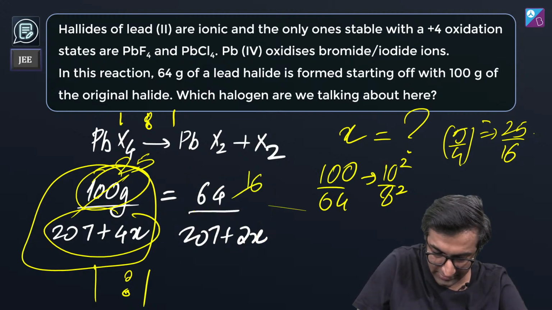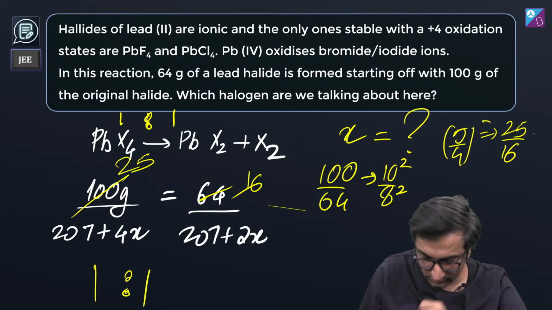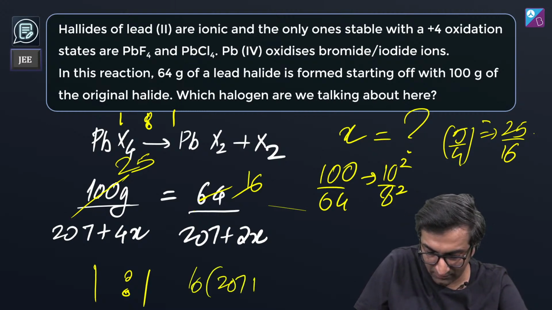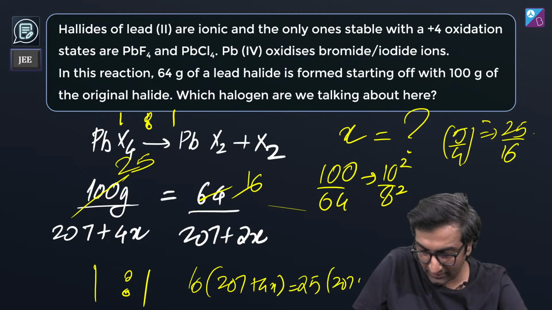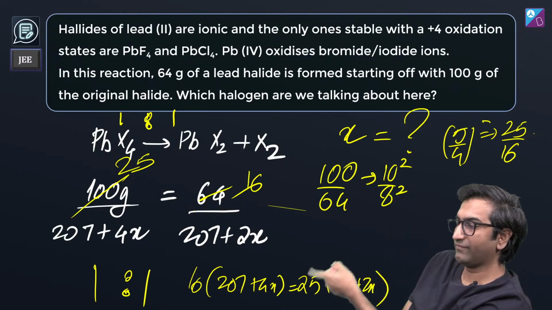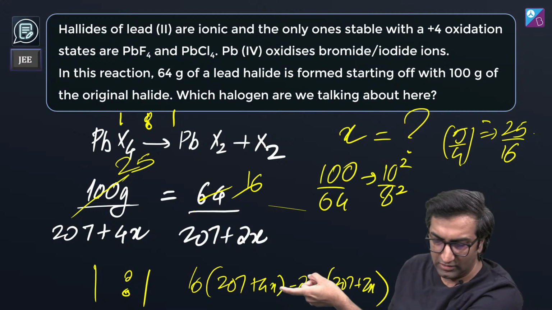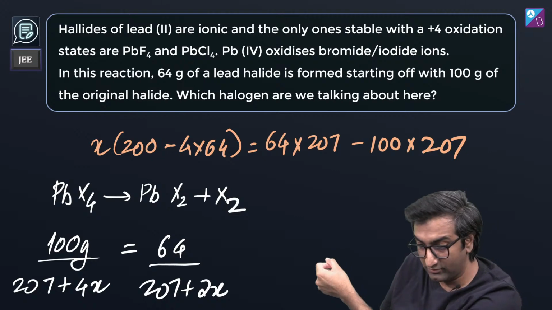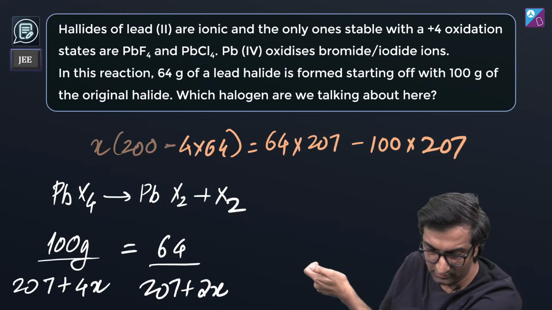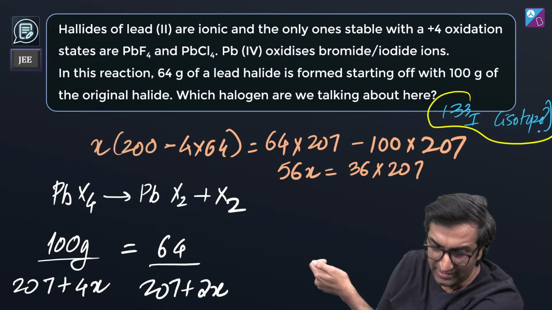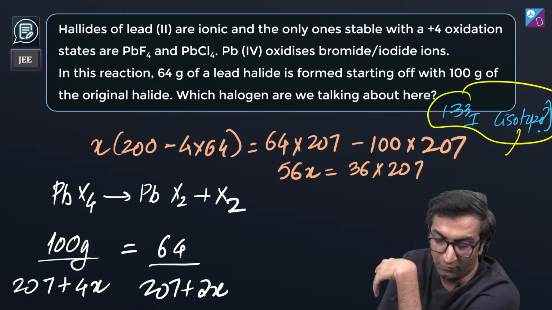Too many circles, right? Let me get rid of all of them. So 16 into (207 plus 4x) is going to be equal to 25 into (207 plus 2x). दूसरी तरफ चला गया. कर लो, solve कर लो please. If you solve for this, you get the value of x to be what? You get it to be 133 approximately. And that is the mass of an isotope of iodine.